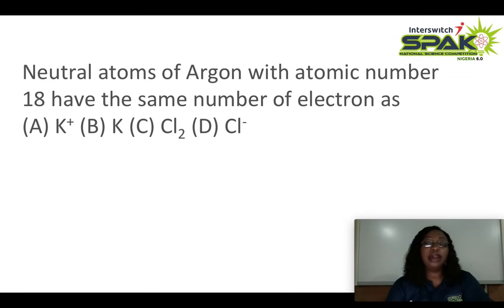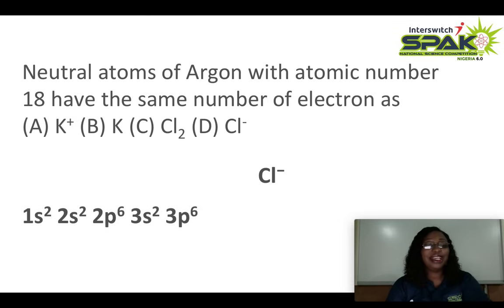Neutral atoms of argon with atomic number 18 have the same number of electrons as Cl minus. Yes, as Cl minus. Then the electronic configuration will be 1s2, 2s2, 2p6, 3s2, 3p6. For argon, this is 18. So Cl minus has gained 1 more electron to become 18. That is why it is 18.